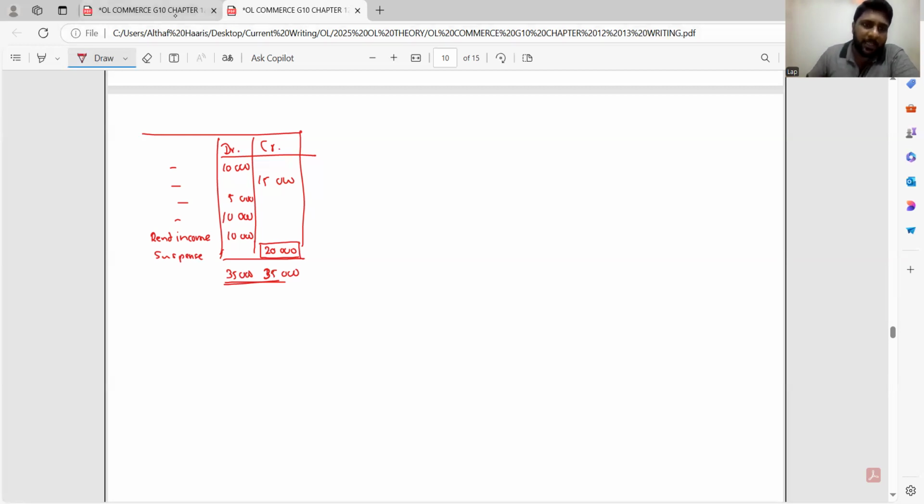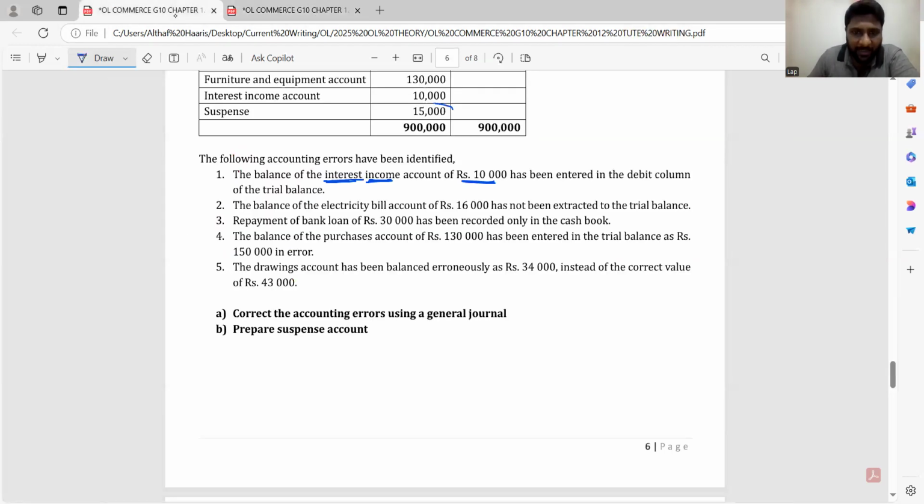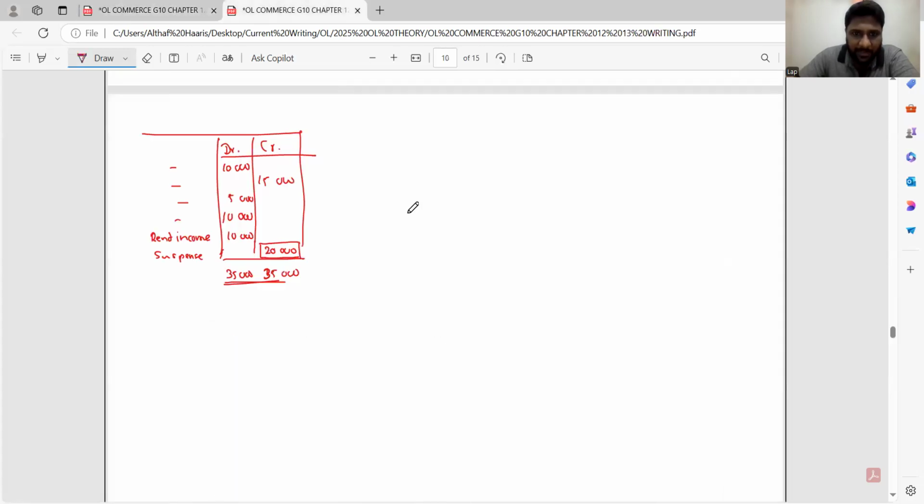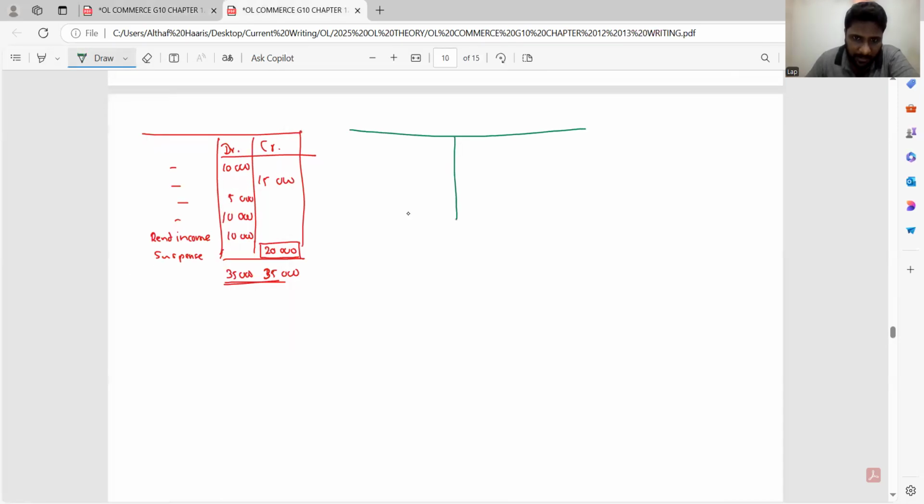So they have already done the calculation and they have given how much is there in the suspense account. The opening balance is given. In the debit side in the suspense account, you have a value of 15,000. This is the suspense account from the trial balance. So in order to correct it, what should we do?